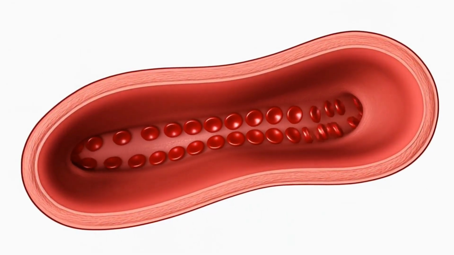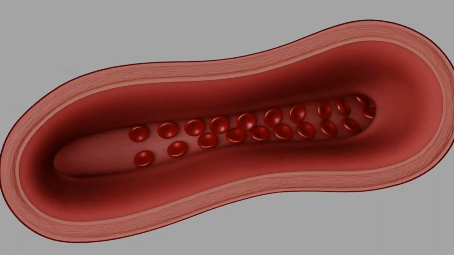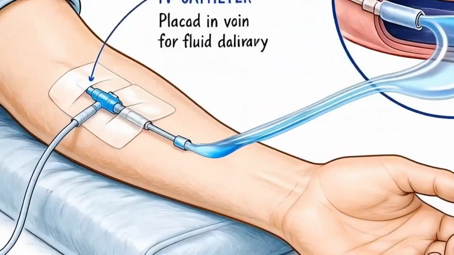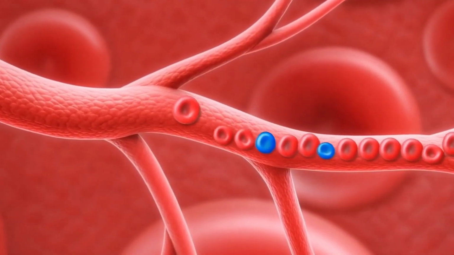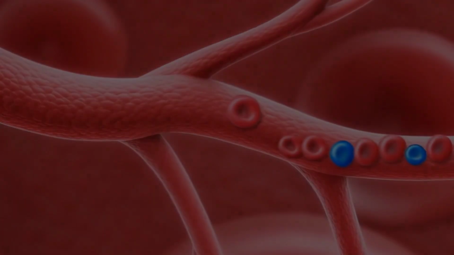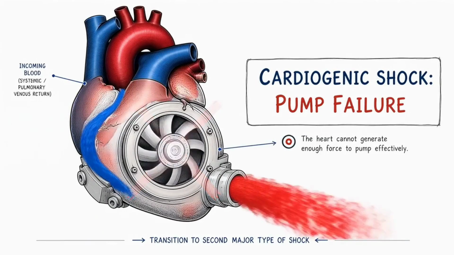On the NCLEX, if you see fluid loss, immediately suspect hypovolemic shock. The priority nursing intervention is fluid replacement. Use IV fluids or blood products to restore circulation and improve tissue perfusion. Next, we examine cardiogenic shock.